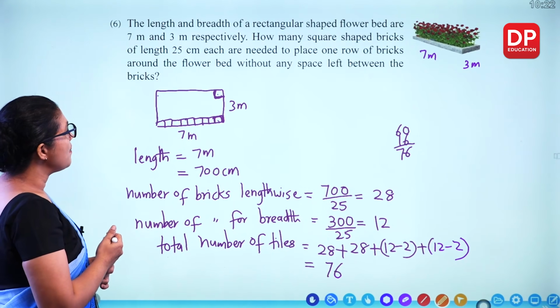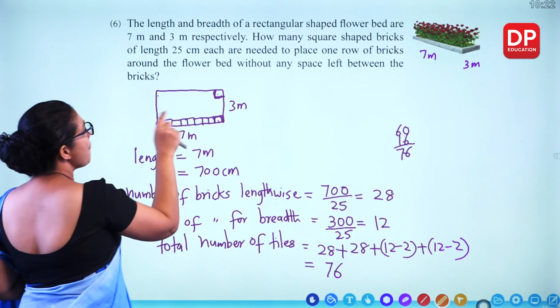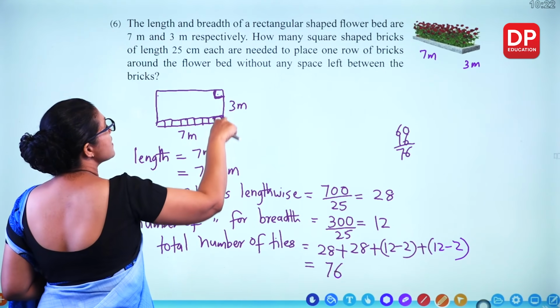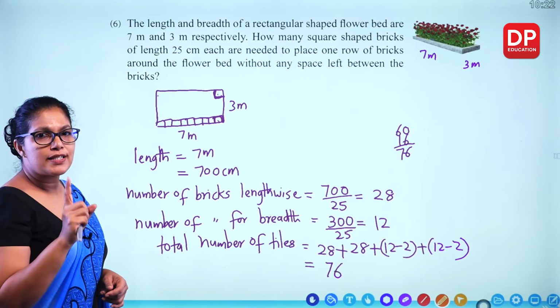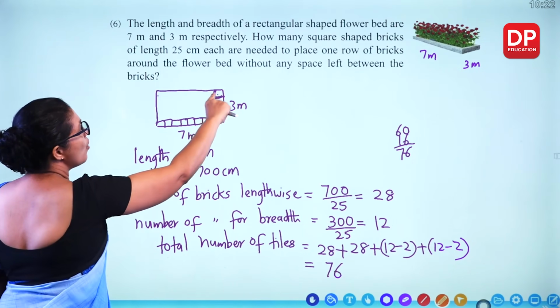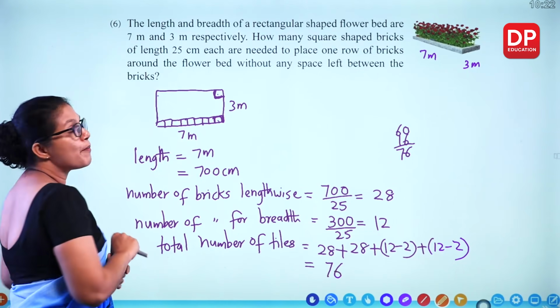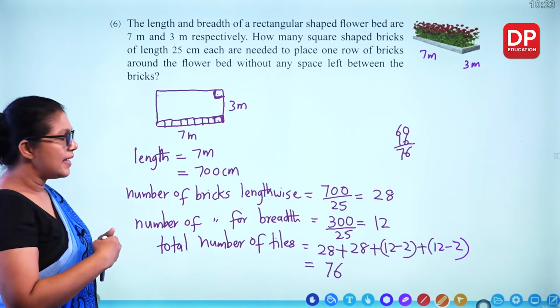So this is one method we found using perimeter. 7 plus 3, this one, but you need to subtract 4 tiles because that's overlapping each other.